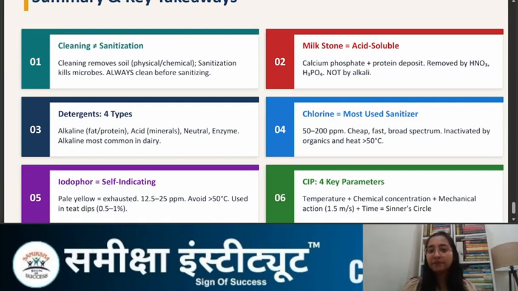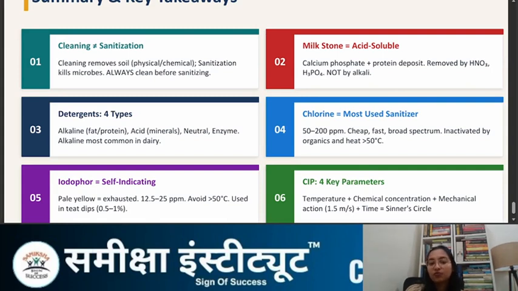So how will we remove them? By using acid soluble detergents. Okay, so we need to use nitric acid, phosphoric acid, and not alkalis. Then we studied about the 4 types of detergents and how they are used. They are alkaline in nature, acidic in nature, neutral, and enzyme. And alkaline ones are mostly used in dairy equipment. Then chlorine is the most used sanitizer because it is broad spectrum, fast acting, cheap, economical, cost effective, easily available, but it gets inactivated by organics and high temperature.